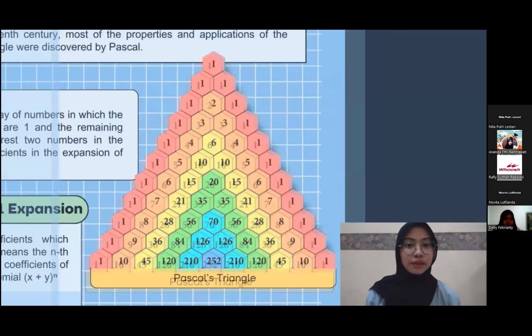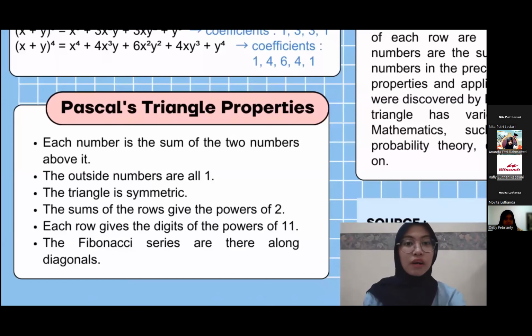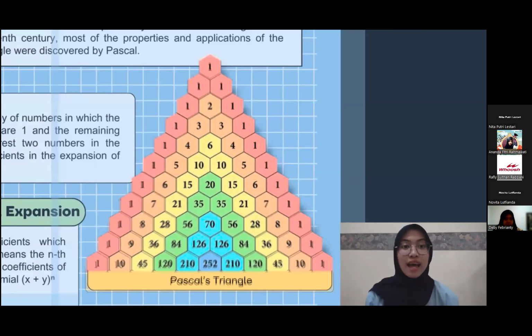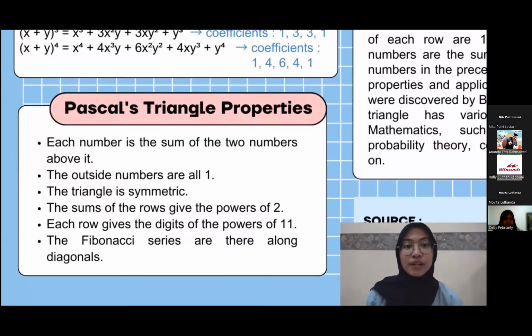Next, the rows give the power of 11. We can observe this where 1 is equal to 11 to the power of 0, in the second row where 11 is equal to 11 to the power of 1, in the third row where 1331 is equal to 11 to the power of 3, and so on. Lastly, the Fibonacci series are there along diagonals.